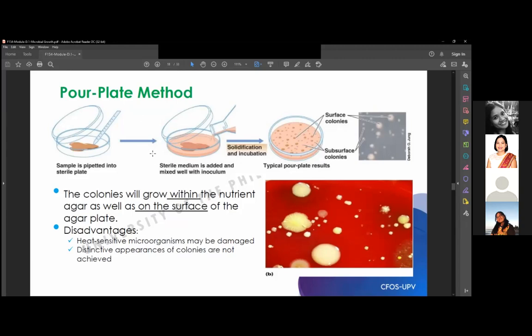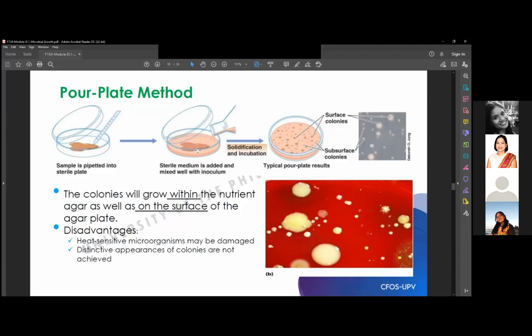Kasi diba, we know that agar solidifies at low temperature or at room temperature. So dapat liquid form pa siya. You pour it sa sample mo. Okay? Make sure that your media is sterile. And then you mix it with your sample or your inoculum, and then allow it to solidify and incubate it in an inverted manner.